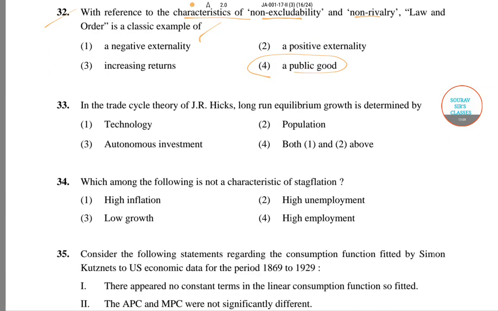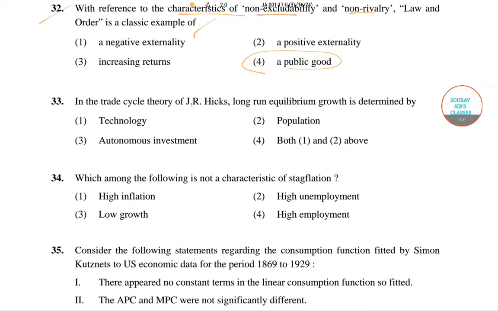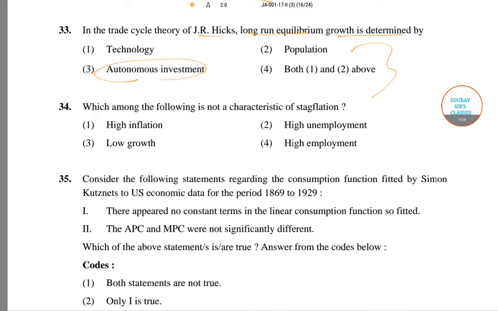Now, in trade cycle theory given by J.R. Hicks, the long run equilibrium growth is determined by one of 4 options given. Take your time to choose the right option. I hope you have opted for the right answer. It will be autonomous investment. Now I'll go to the next question.